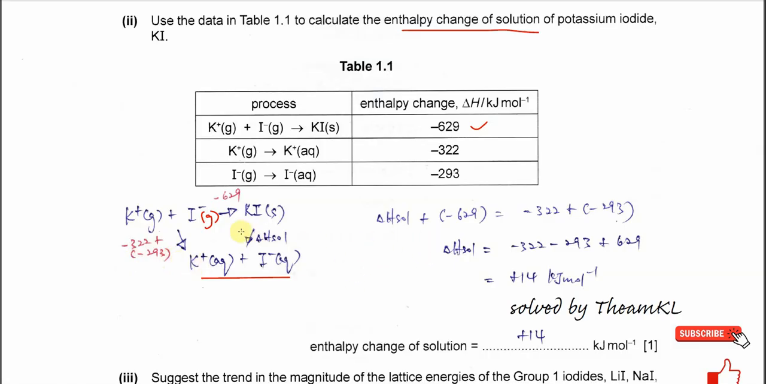So now we try to use this cycle to calculate. We know that the delta H solution plus the lattice energy is equal to the hydration enthalpy. So that's why you get this calculation. The delta H solution, therefore, you get positive 14 kilojoules per mole.